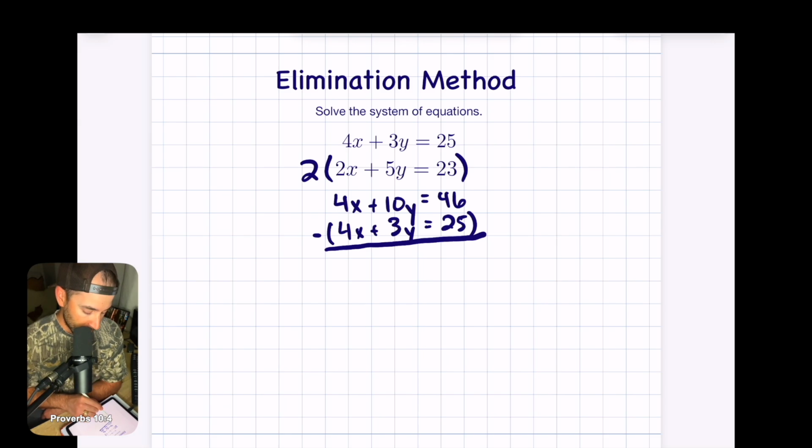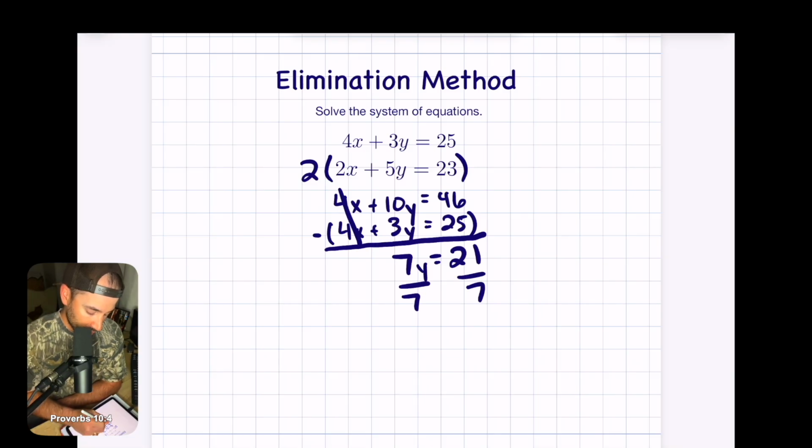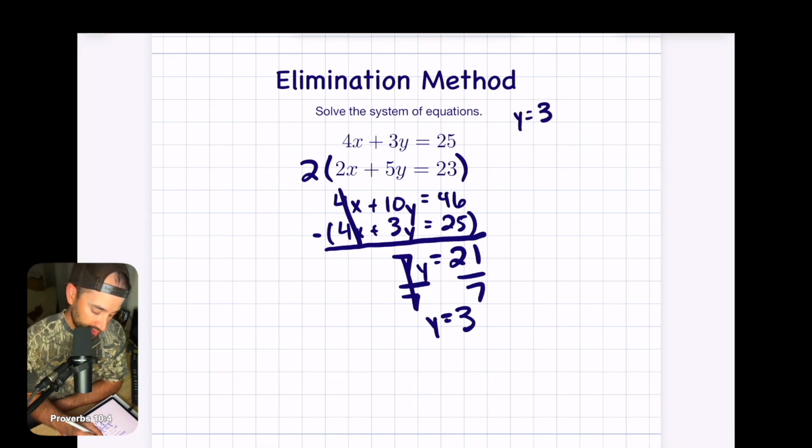So 4x minus 4x is going to cancel, all right? That's 0. Then we have 10y minus 3y, which is 7y, and that is equal to 46 minus 25, which is 21, okay? So now we have 7 times y is equal to 21. We are going to divide by 7 on both sides to get y is equal to 21 divided by 7, which is 3. All right, so I'm going to make a note up here that y is equal to 3. Go ahead and put a box around it.